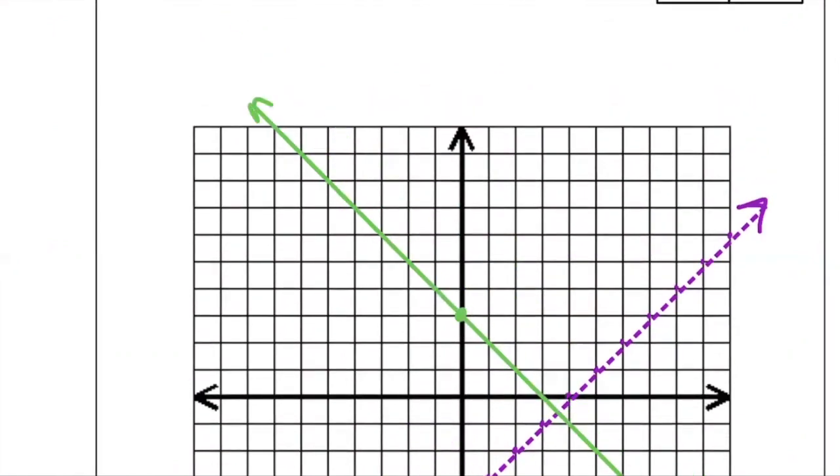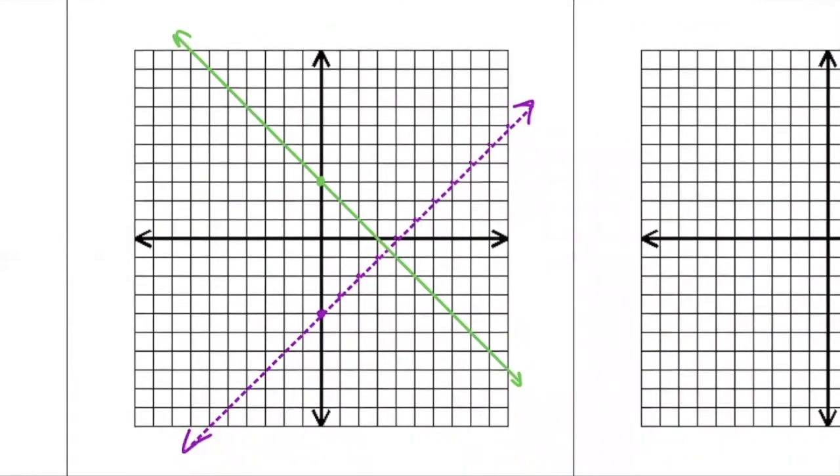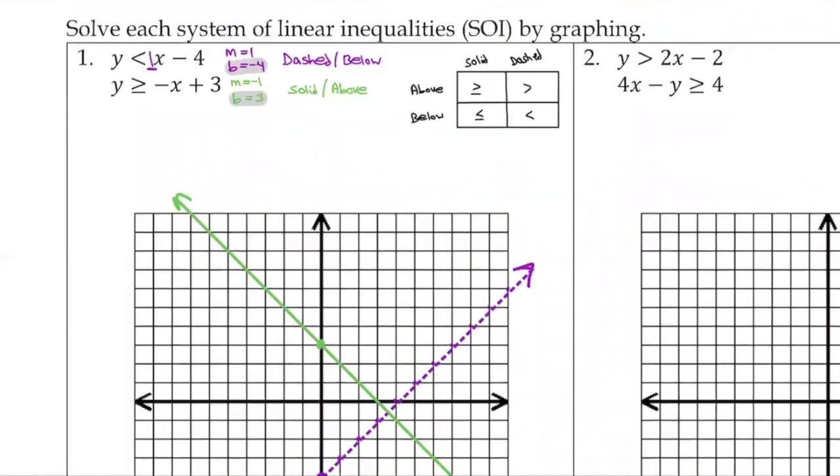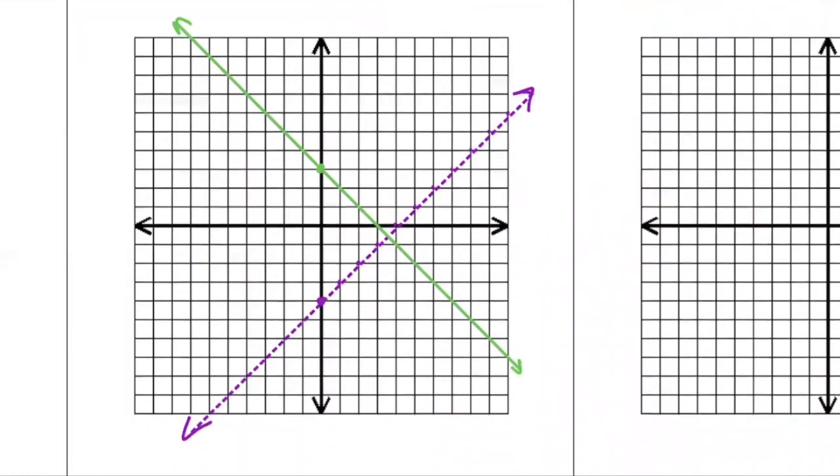All right, so remember, for a system of inequalities, we're not looking for the actual point of intersection. We're looking more for an overlapping shaded area. So now if I do my purple line I'm shading below, which means I need everything on this side.